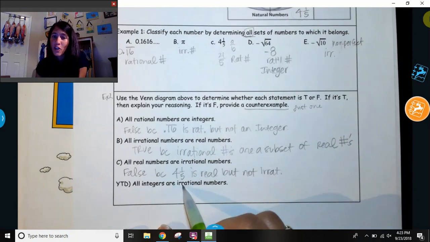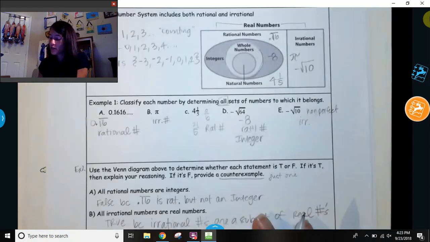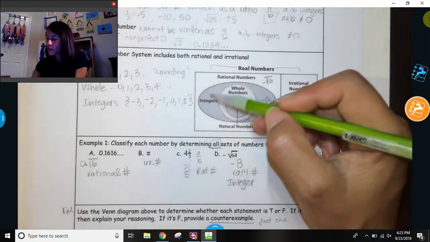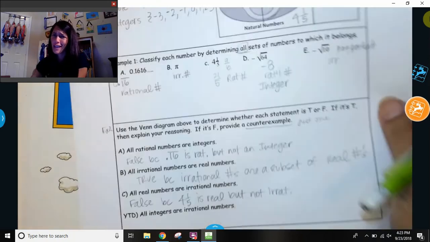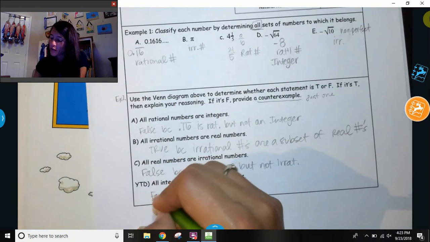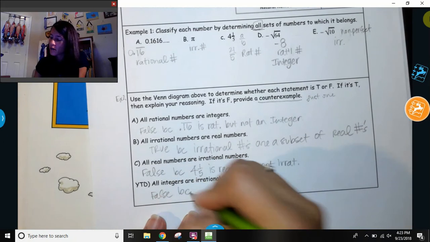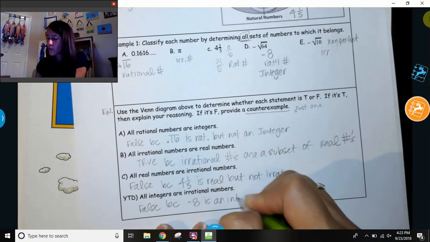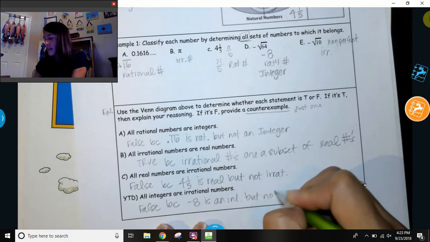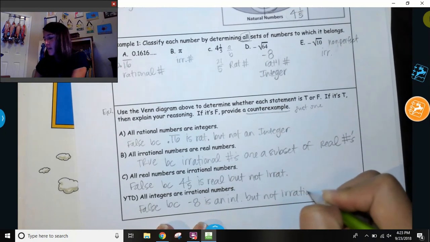All integers are irrational numbers. All integers. So come over here and I'll look at integers. Integers are right here. All integers are irrational? Well, no, they're not even in the same section. So the answer would be false because -8 is an integer but not irrational.